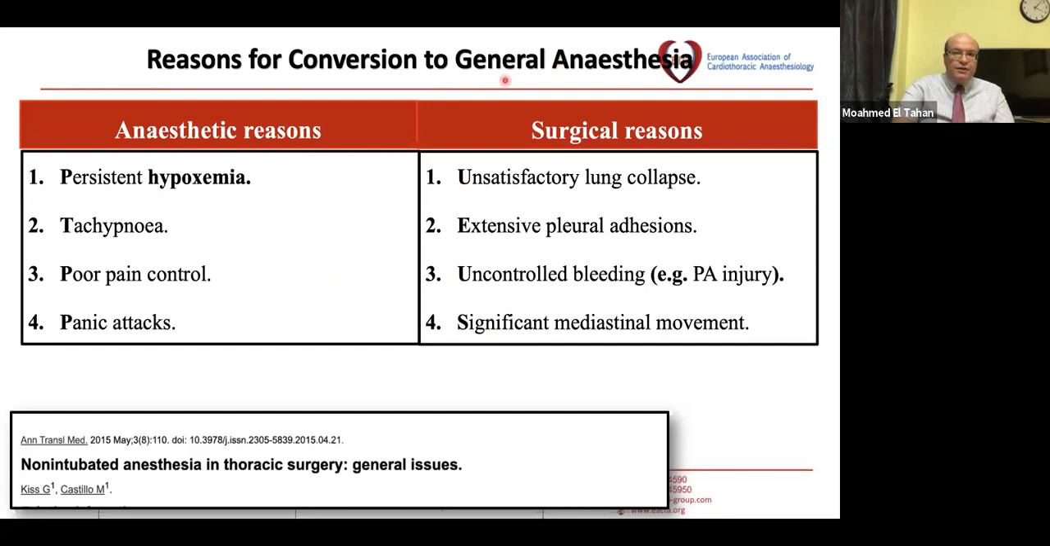Reasons for converting to general anesthesia include persistent hypoxemia, tachypnea, poor pain control, or the patient becoming panicked. Surgical reasons include unsatisfactory lung collapse, extensive pleural adhesions, uncontrolled bleeding like injury of one of the pulmonary vessels, and significant mediastinal movement.